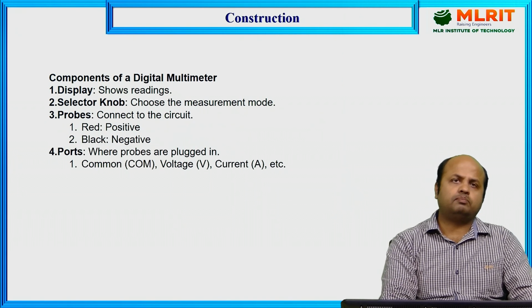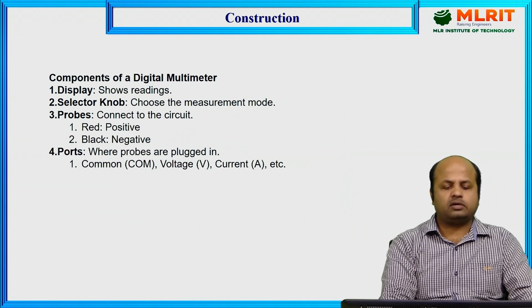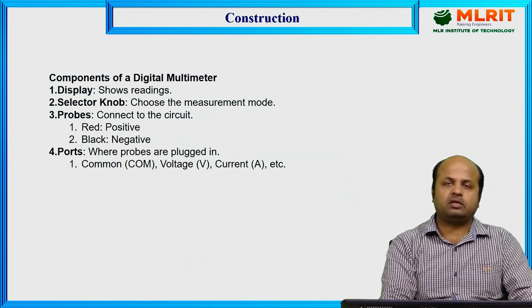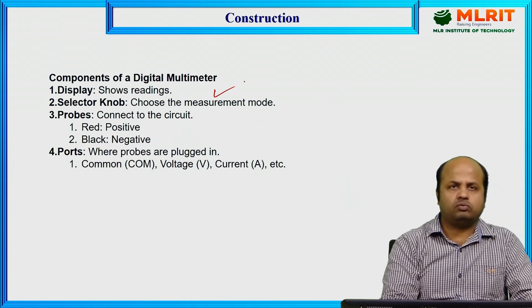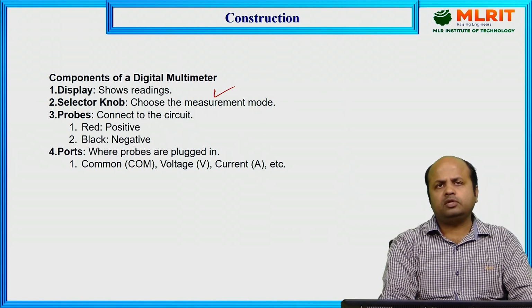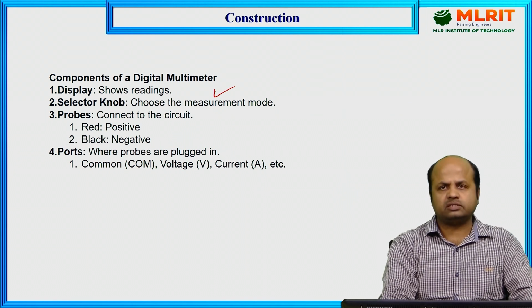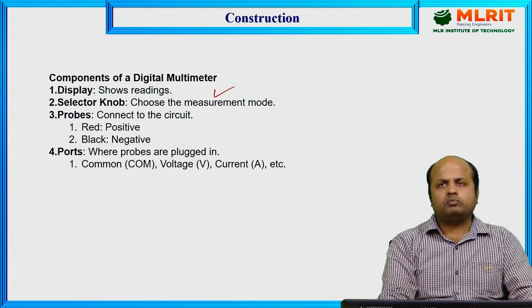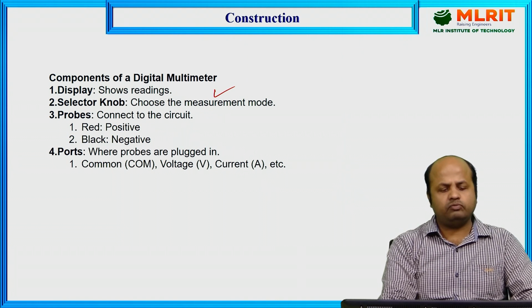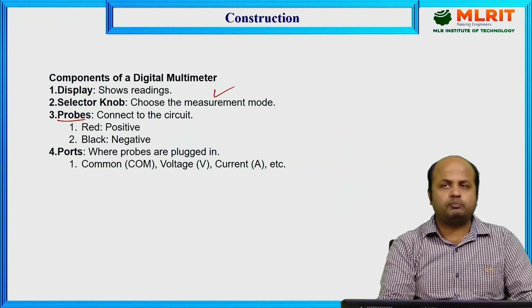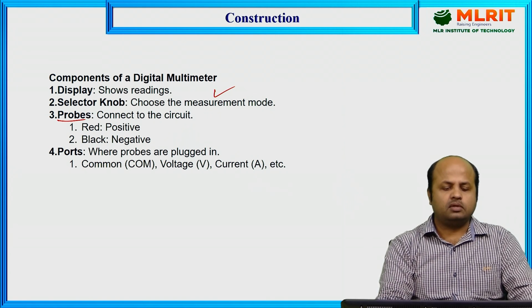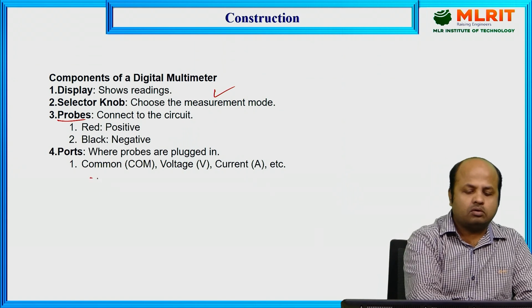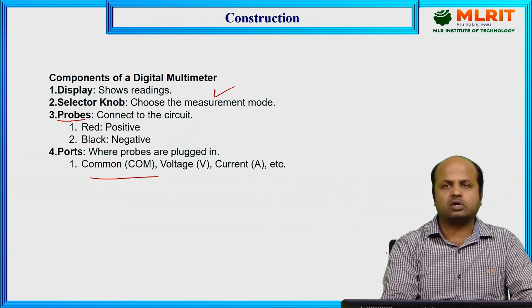What are the basic components of a digital multimeter? First component is the display, which will be used to show the reading. Second is the selector knob. The selector knob is used to choose the measurement mode, like voltage mode, current mode, resistance mode, diode testing mode, frequency measurement mode. Then we have probes. Red probe is usually positive and the black one is the negative probe. Then we have ports: COM port means common port, voltage port, current port, etc.